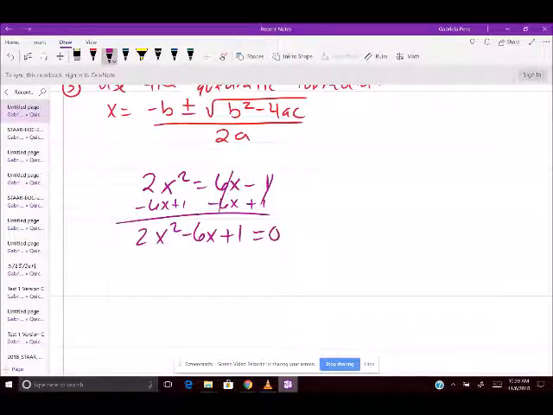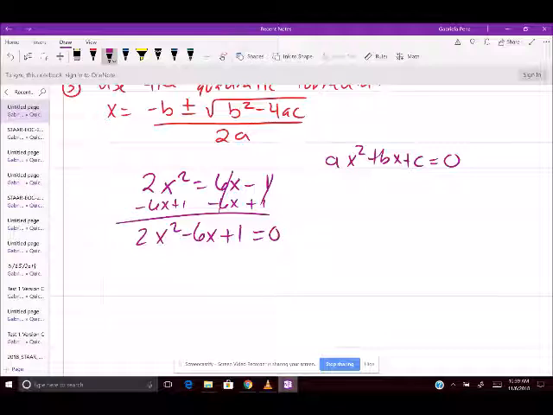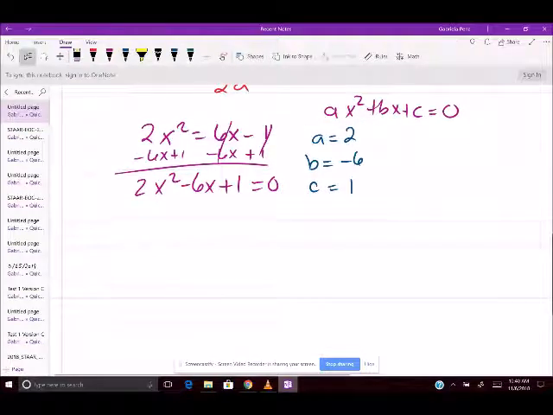We set it equal to 0. You need to make sure it is in the format of ax squared plus bx plus c equals 0. They all have to be together, keeping your a positive all the time. The other ones, it really doesn't matter. So who's my a here? Who's my b? Negative 6. And who's my c? 1. Perfect.